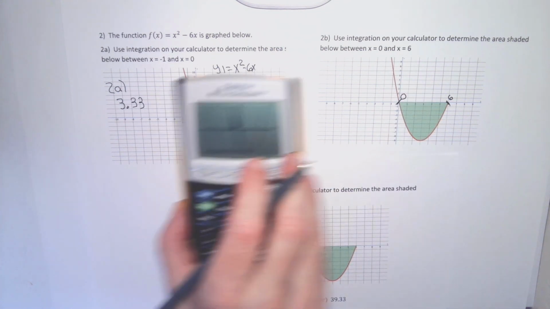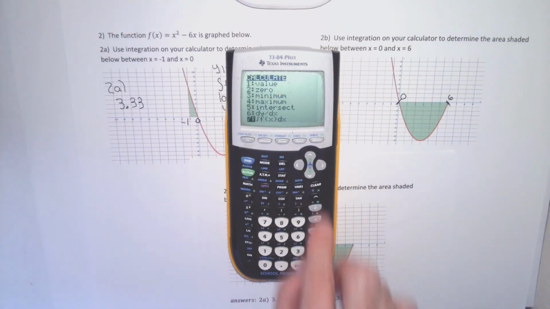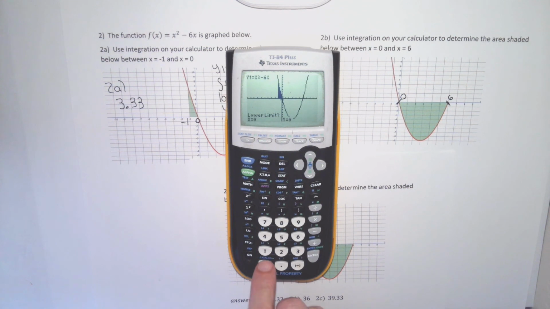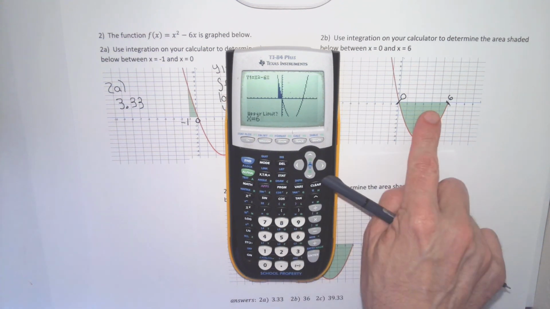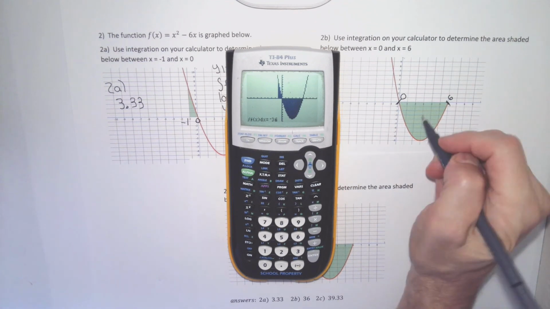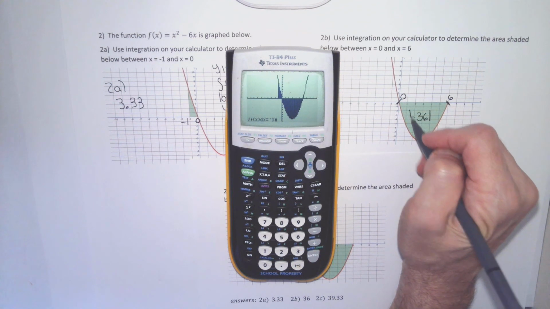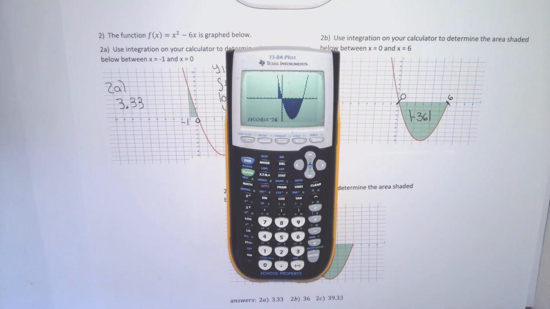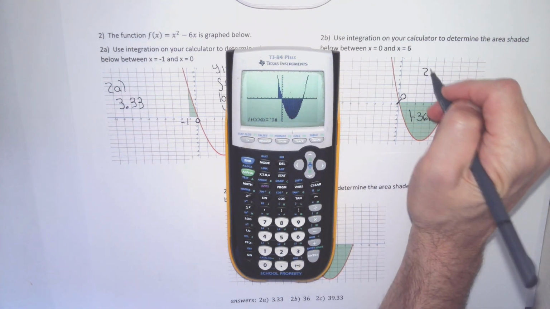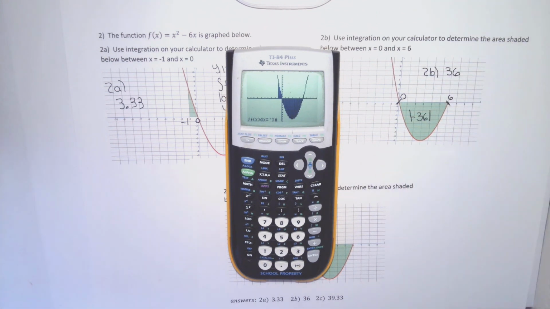Let me find the area by going second calc, option 7, start at 0, end at 6. It's going to draw the shading for me. And it gives me -36. The integral is negative, but I want to make the area positive by absolute valuing that, make that negative number positive. The answer to 2b, the shaded area, gross shaded area, is 36.